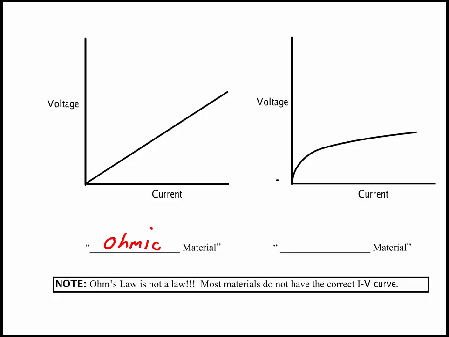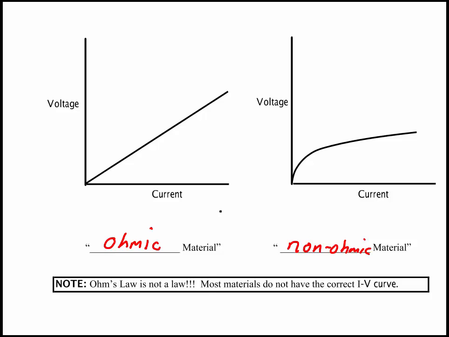But there are many materials that when you plot that, you do not get this. You get something that looks like that, or maybe some other curve. Those are simply known as non-ohmic. The so-called Ohm's Law that we're going to talk about for resistors only holds for materials that have this relationship. It's not a law. Most materials do not behave this way. Ohm's law is a relationship only for these special materials called ohmic materials. So it really should never have been called a law.